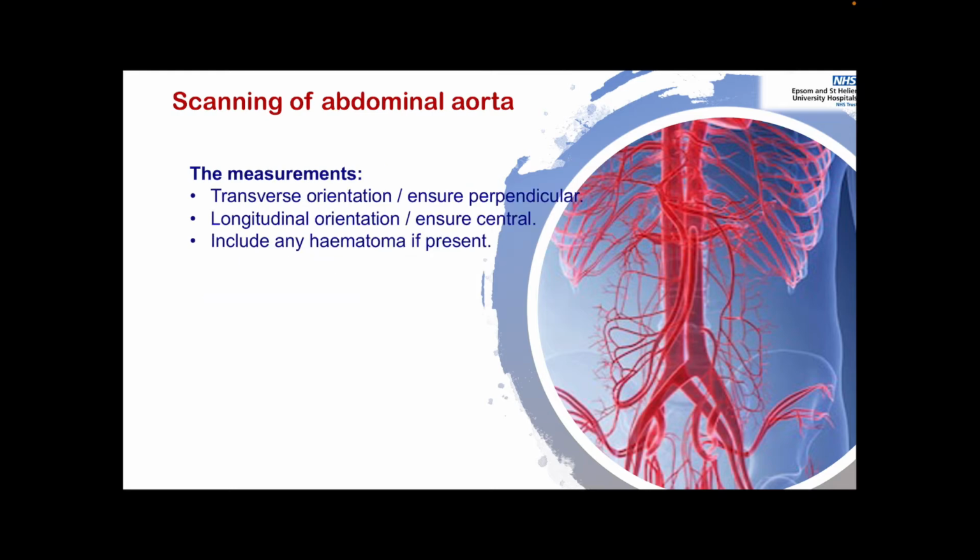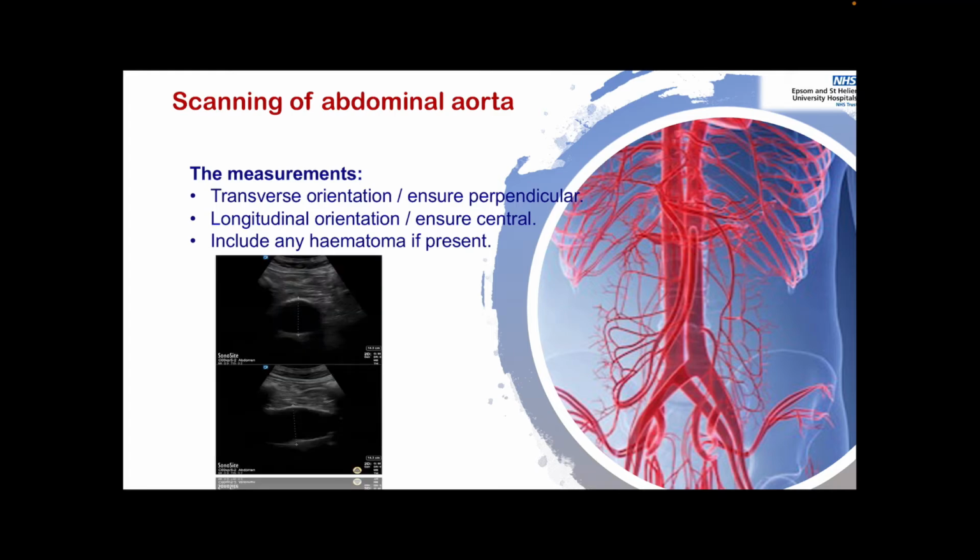Measurements. In the transverse orientation, we have to ensure that we are completely perpendicular, while in the longitudinal orientation, we have to ensure that we are central in the abdominal aorta. So make sure that our probe is in the central position, and if there is any hematoma, we have to include it. Right. So you can see here. So this is the way to measure the abdominal aorta. It's a longitudinal way or perpendicular way. Don't go to the transverse way.